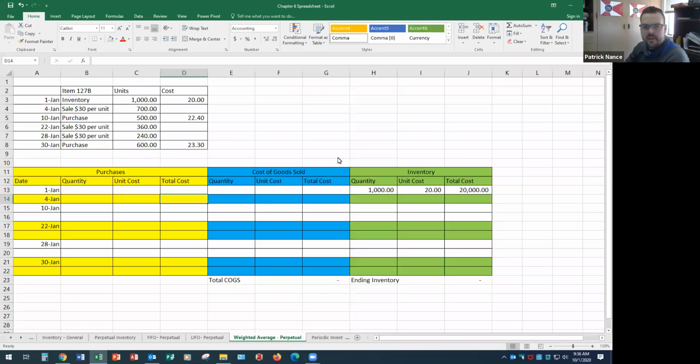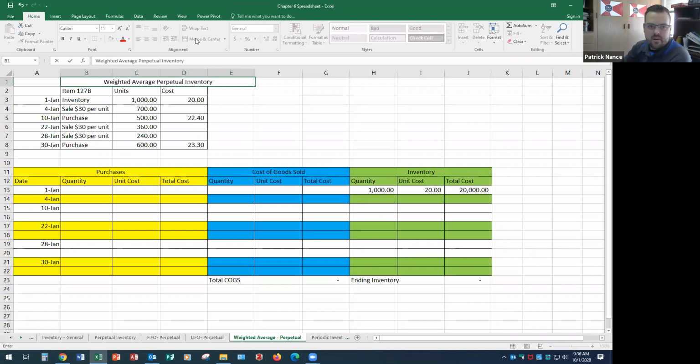Okay, now we're going to be looking at the perpetual weighted average method under a perpetual inventory system. Weighted average means that every time we make a sale or a purchase, we're going to put our inventory together and combine it and run a weighted average of what the cost is, so we always only have a single layer of inventory based on the weighted average of what our purchase price was.